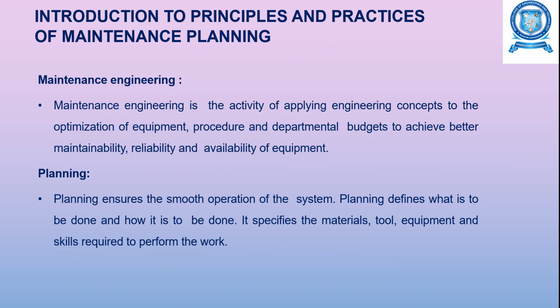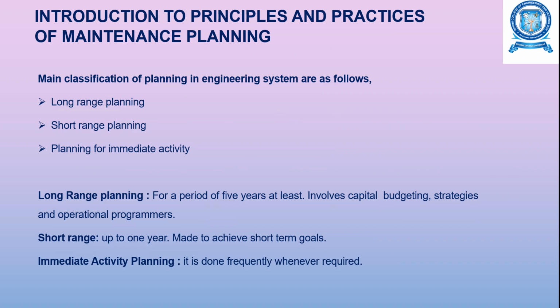It ensures the smooth operation of the system. For operation of the system without any hindrance, planning is very, very essential. Planning defines what is to be done and how it is to be done. It specifies the materials, tools, equipments, and the skills required to perform the work. You have these classifications of planning in engineering systems. The first one is long-range planning, the second is short-range planning, and the third one is planning for immediate activity.